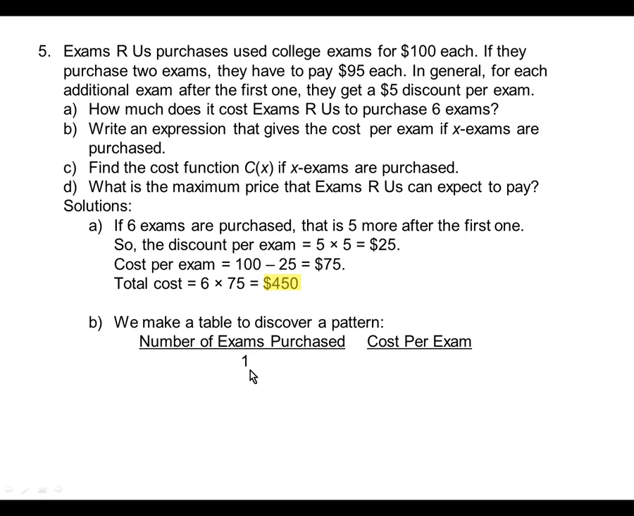Okay, now if one exam is purchased, remember, the first exam is $100. Now if 2 exams are purchased, remember, you get that $5 discount per exam. So, $5 discount after the first one. So if 2 exams are purchased, the cost per exam is $95. If 3 exams are purchased, remember, it's a $5 discount after the first one. So you've got 2 after the first one. So it's a $10 discount from the 100. So you're paying $90.